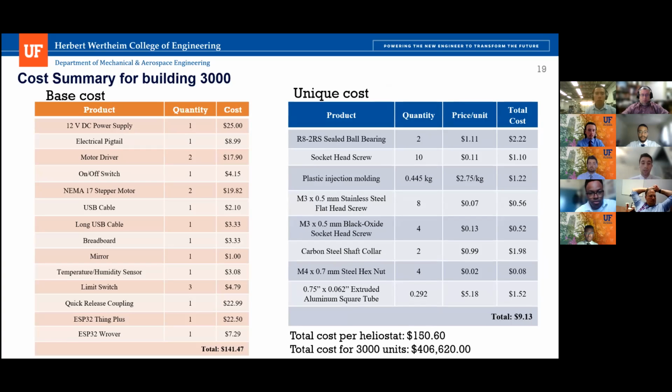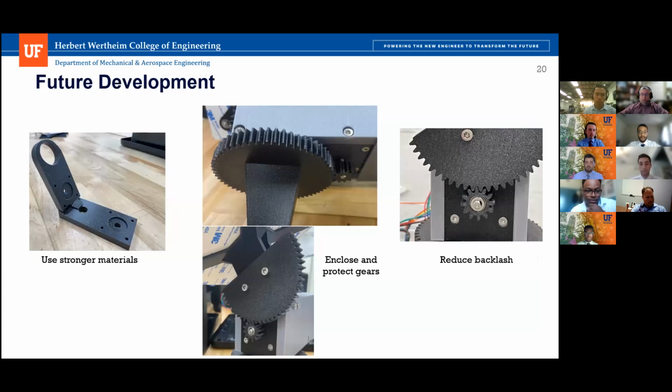This slide shows the base and unique cost tables for the scenario of building 3,000 modules of our prototype for a Heliostat field. To adapt to the large production, the unique cost substitutes 3D printing for plastic injection molding. The cost per Heliostat in this case would come in at $150.60. The total cost to produce the total 3,000 modules was calculated to be $406,620. This cost was computed by multiplying the cost per Heliostat for injection molding by the number of units and applying a 10% discount to account for bulk purchase order discounts.